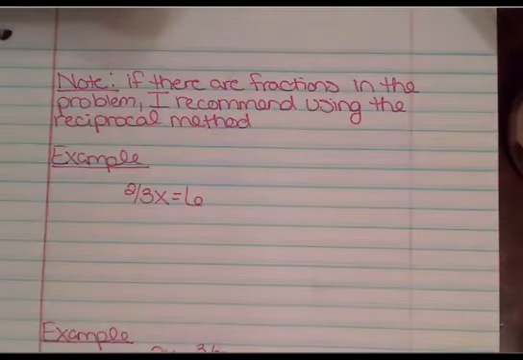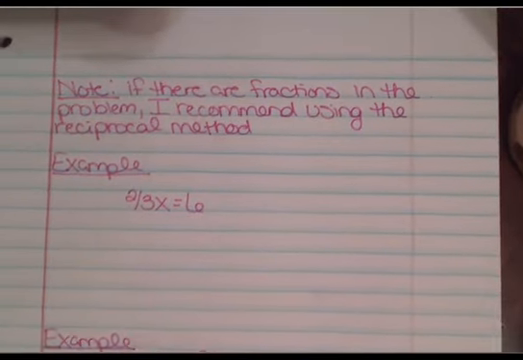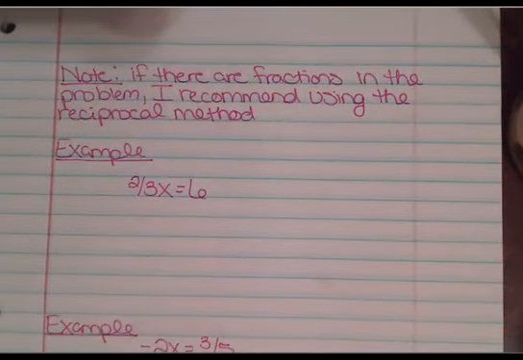Here's a cautionary note. If there are fractions in your problem, I would recommend using the reciprocal method. And I will show you why with this next example. This next example says 2 over 3x equals 6. And that is the same example that we had earlier. And we found out that x equaled 9.